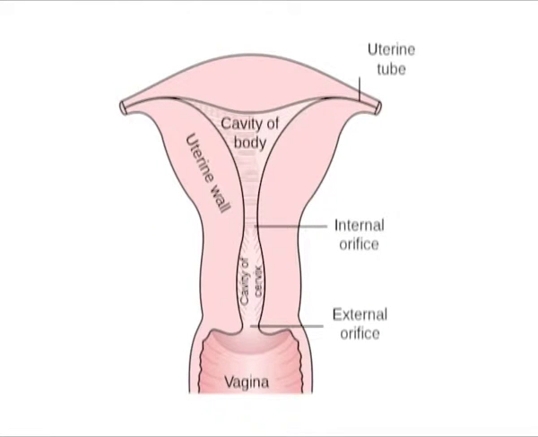The narrow central cervical canal runs along its entire length, connecting the uterine cavity and the lumen of the vagina. The lower part of the cervix, known as the vaginal portion of the cervix or ectocervix, bulges into the top of the vagina.